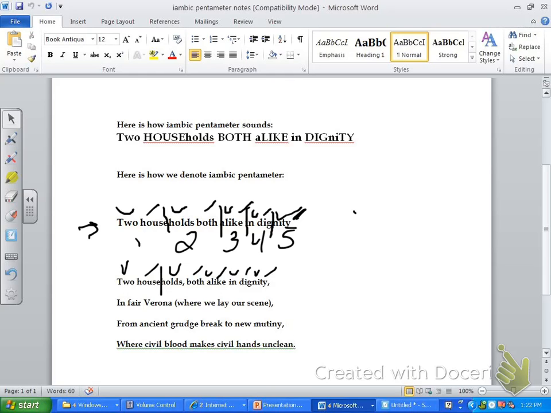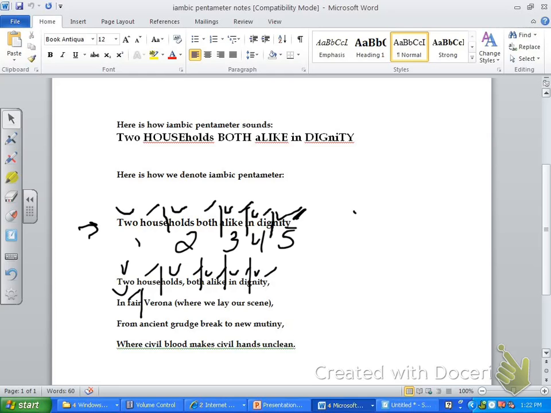So I already filled in my first line. Let's look at the second one. Let's do it together. Where's my first unstressed syllable in line number two of Romeo and Juliet? Which word? Anyone alive out there? Michael: "In." Then I have what? Doug: "Fair." "Fair" is stressed. I break it up.